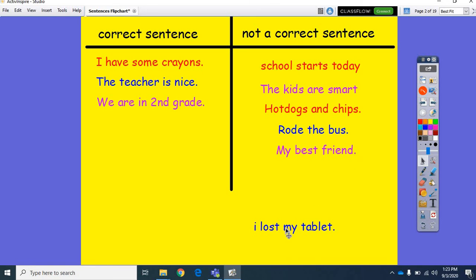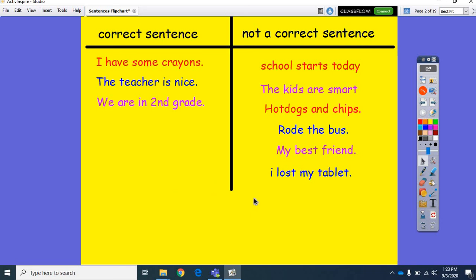And then you're right again. I lost my tablet is also not a correct sentence. What's wrong with that one? It sounds good. I lost my tablet. That makes sense. It has an end mark. You're right. There's no capital at the beginning. If it would have had a capital letter, we would have been able to say, yeah, that's a good sentence. But since they forgot the capital, it makes the whole sentence not correct.